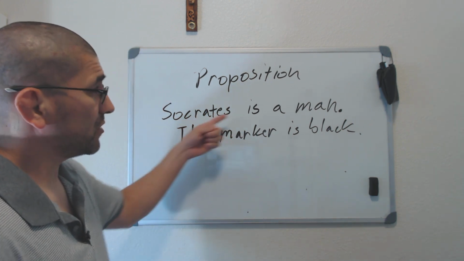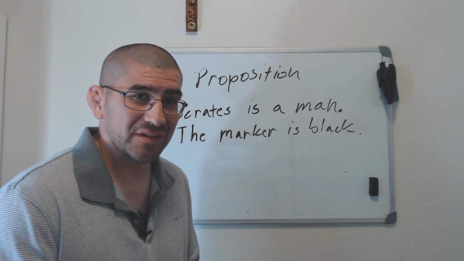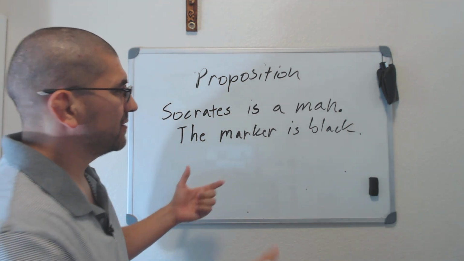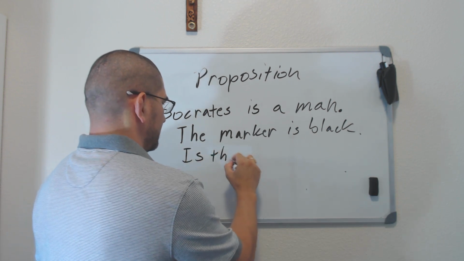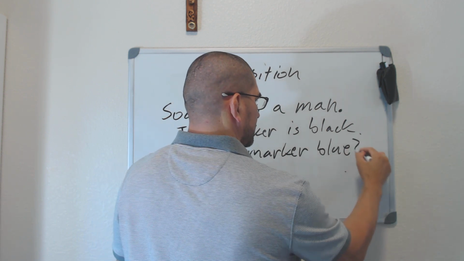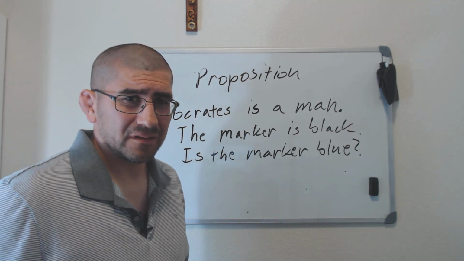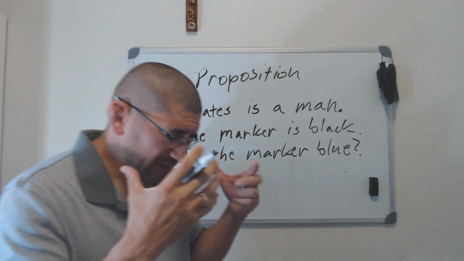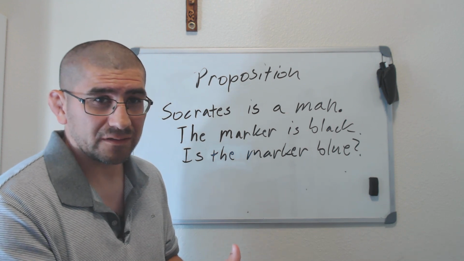So Socrates is a man can be true or false. The marker is black can be true or false. That's how you test to see if something is a proposition or not. Okay? What if I said, is the marker blue? Is the marker blue? Now, it doesn't make any sense. It doesn't make full sense to say as an answer to that question, true, false.